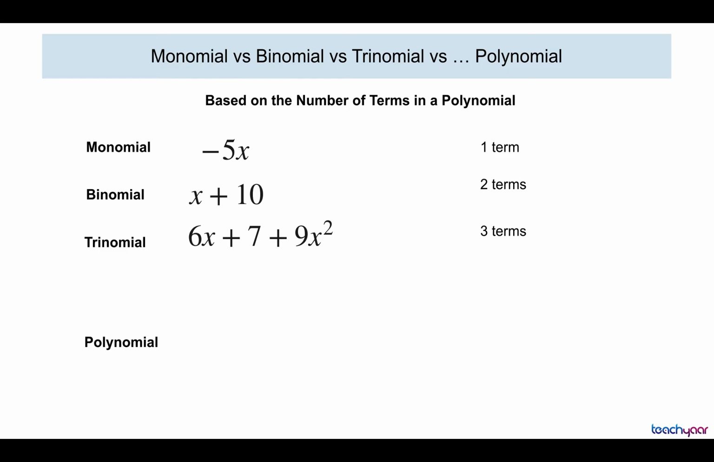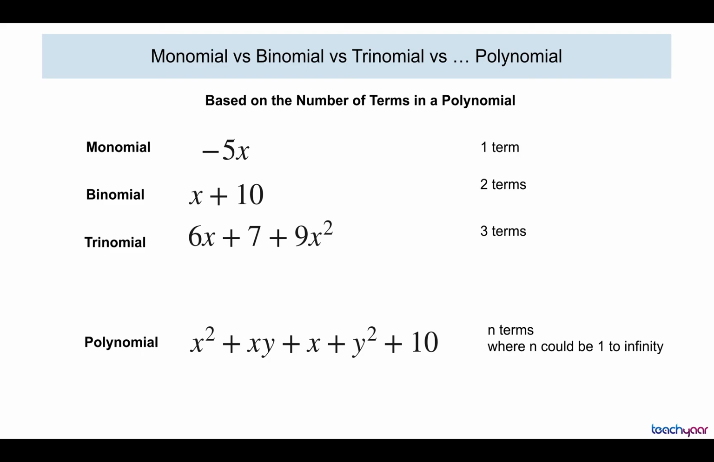So it's a trinomial. So what happens if it's got, in general, what would you call something like this? You would call it a polynomial, right? Poly means many, polynomial. So x square plus xy plus x plus y square plus 10 is a polynomial. It's got 5 terms, right? Now, minus 5x can also be called a polynomial, but we know we have a specific term for it, so we'll call it a monomial. So in a polynomial, there could be n terms where n could go from 1 to infinity.